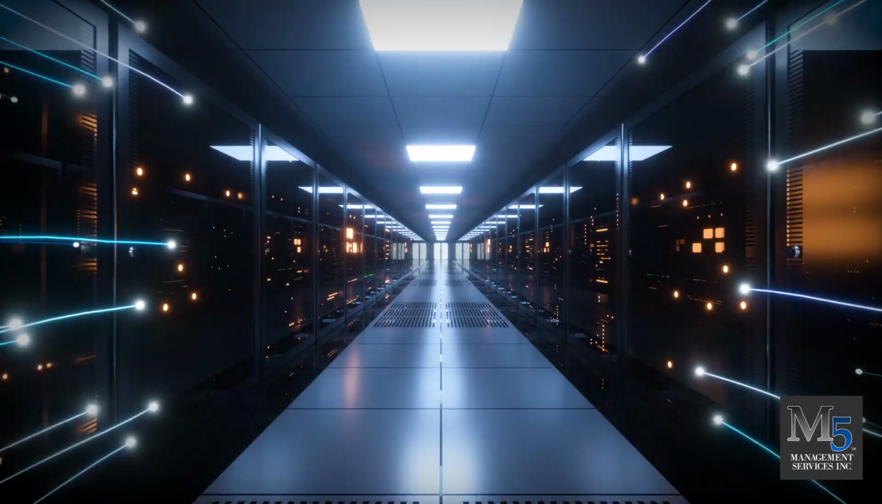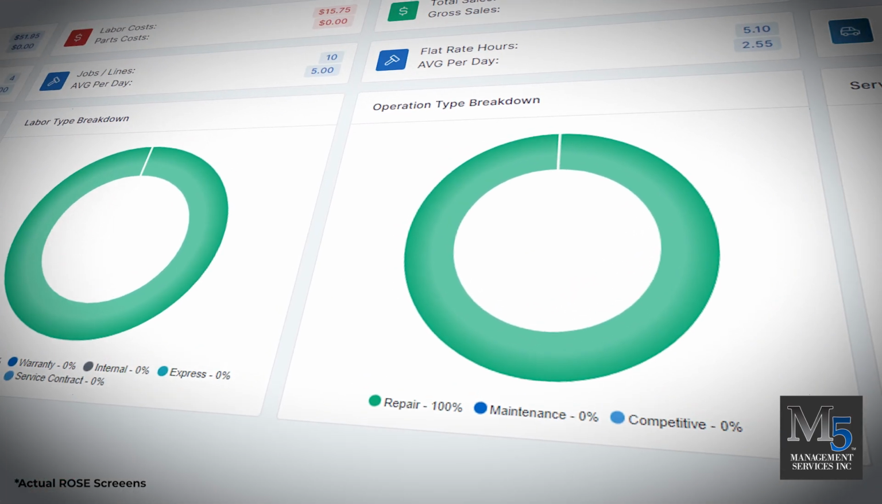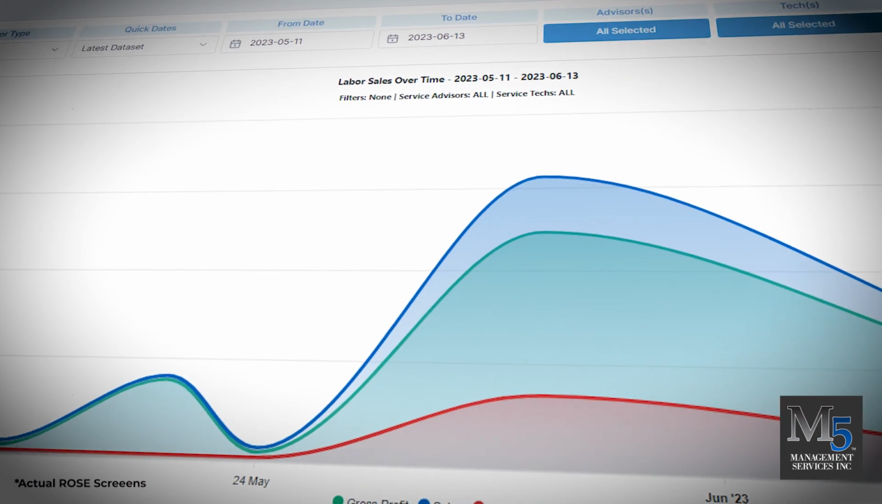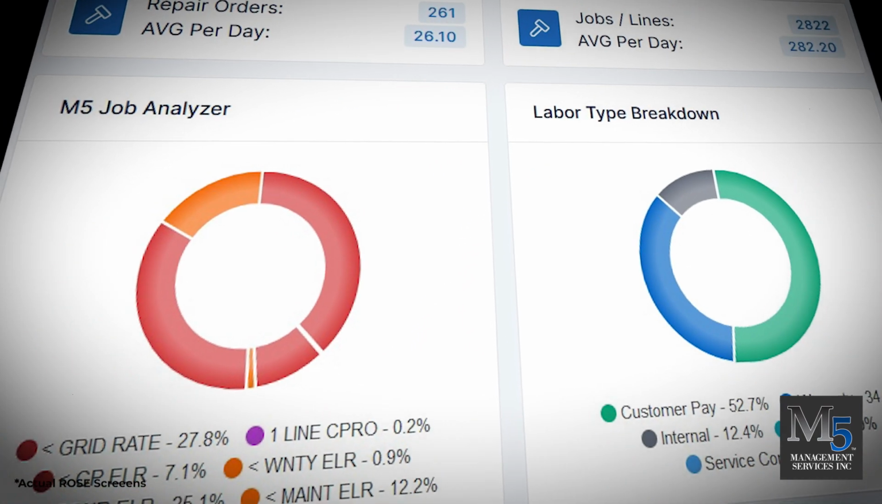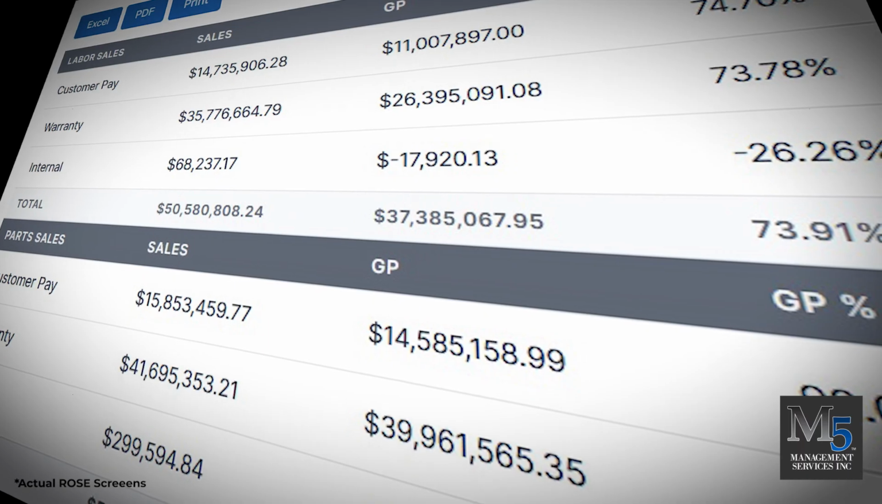So we got challenged with how could we do this electronically by pulling it directly from the DMS. That's what Rose does. Rose integrates with the DMS and allows us to pull the information from the DMS that gives us the ability to look into the soul of the business. We can slice and dice the data quickly. It gives us the ability to look at it on a daily basis, on a monthly basis, a weekly basis, or an annual basis.